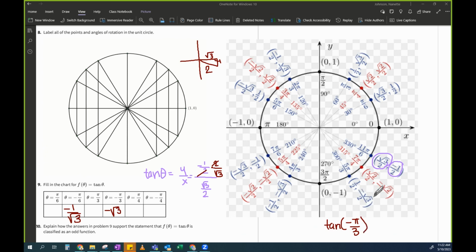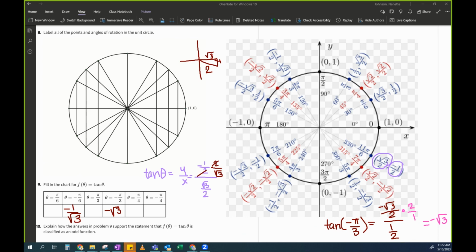is equal to y over x. So I'm going to take my y and go negative root 3 over 2 and divide that by 1/2. And just like we did over here, we're just going to multiply by the reciprocal. So I'm going to multiply by 2 over 1, and the 2's are going to divide out. So this is just equal to negative root 3.